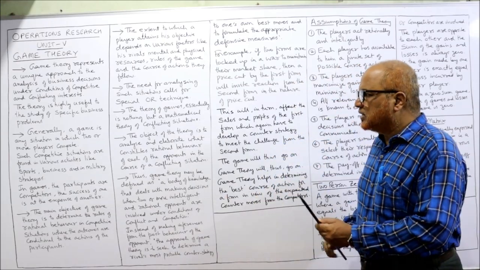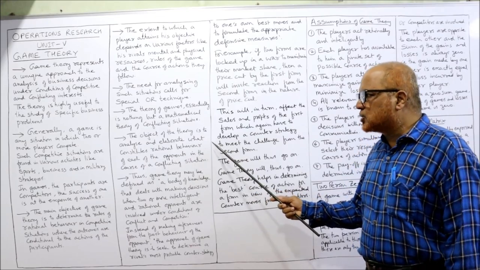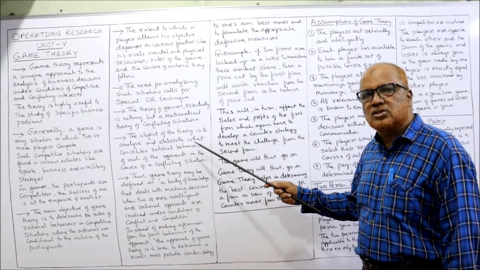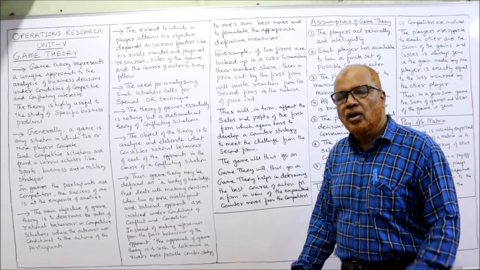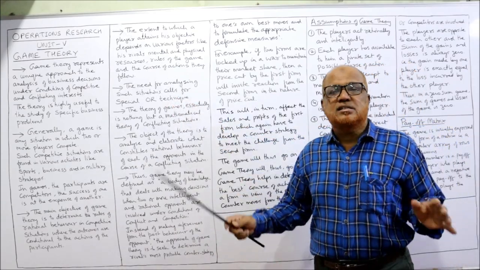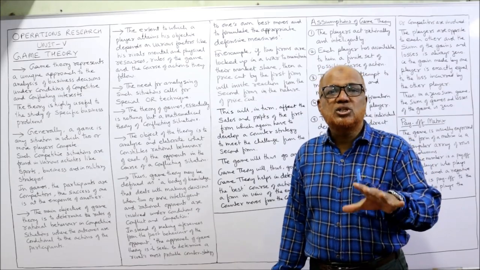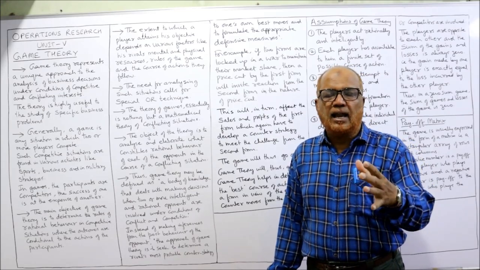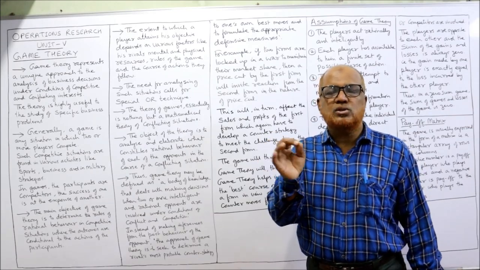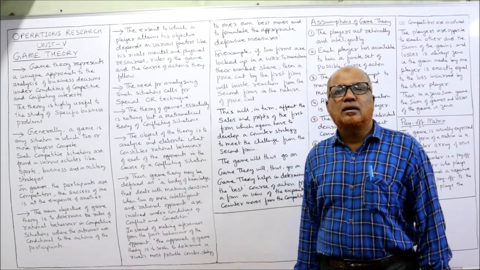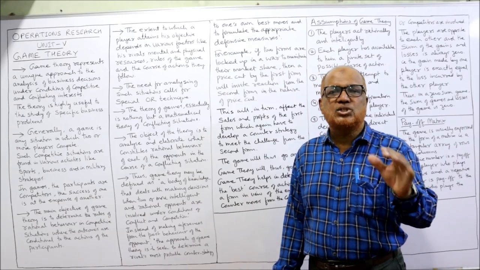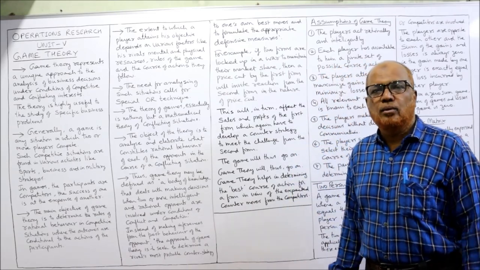Now, the objective of the theory is to analyze and elaborate what constitutes rational behavior of each of the opponents in the course of a conflicting situation. This is very important. What is the objective? Why do we have to study game theory? The game theory will analyze and elaborate the situation and let the party take the best course of action in order to attain the objective. How to attain the objective, how to take the best decision, we can know by using game theory.